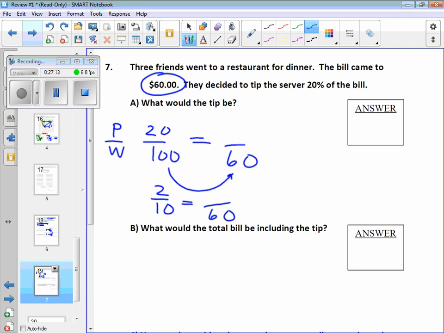Can't we just cross out the 0? You could. You could do it that way too. If you can't see it right away, look to see if you can reduce that part to whole percentage. Okay, so now 10 times what makes 60? Whatever I do to the bottom, I've got to do the top. And that's going to get your answer. The tip is $12.